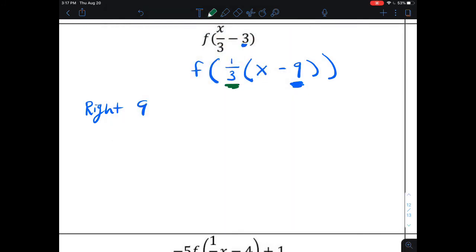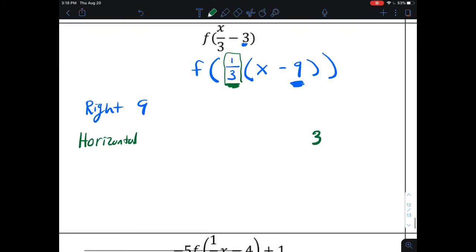Well, the fact that the 1/3 is multiplying to where the x is, I know I'm doing a horizontal stretch or shrink. To figure out which one you do, you flip that number. So I'm going to take the 1/3, I flip it, that makes 3. So since 3 is bigger than 1, this is a stretch. And 3 is the factor. So I made it 3 times bigger along the horizontal.